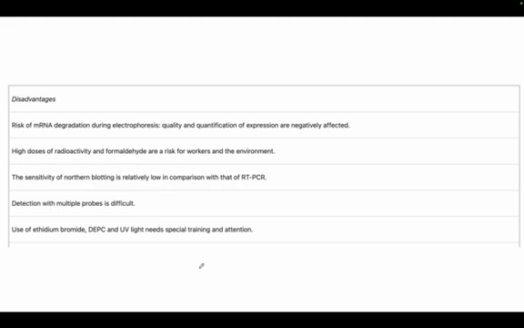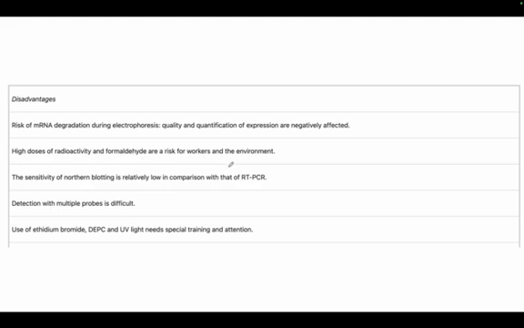Also some disadvantages. Primarily that mRNA is quite a delicate molecule. So during electrophoresis, we run the risk of degrading the mRNA, which would affect the quality and the quantification of expression. As we're going to be using radioactivity, we'll probably be using formaldehyde in our gels and so on. These are hazardous chemicals which will pose a risk for both the workers and the environment.